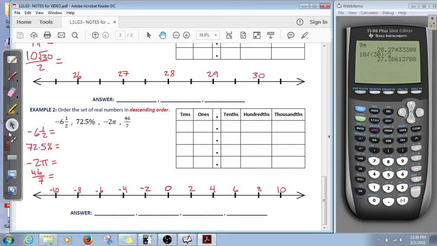Second example, last example of this video. This time we're ordering the set of real numbers in descending order. Descending means decreasing, so I'm starting big and getting small. So this time it's greatest to least.